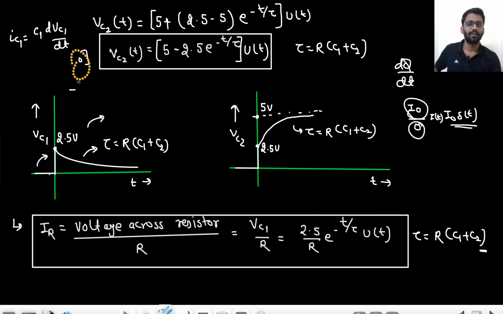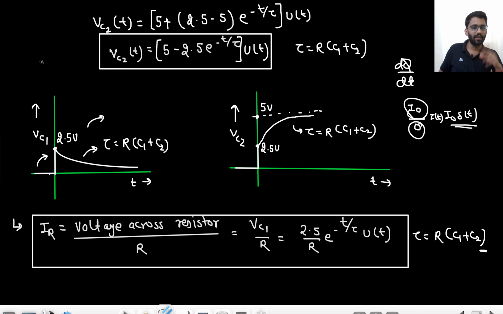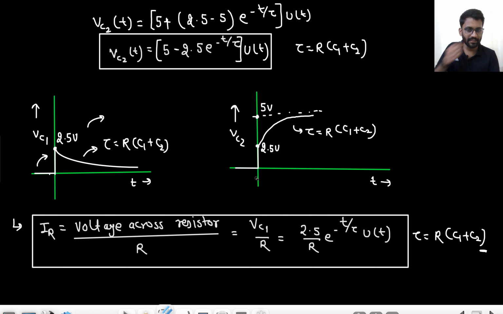You are getting my point, right? So I am giving 2.5 into C1 charge in no time, so my current would be 2.5 into C1 by delta t. Are you getting my point? And similarly here, the current will be 2.5 C1 by delta t.